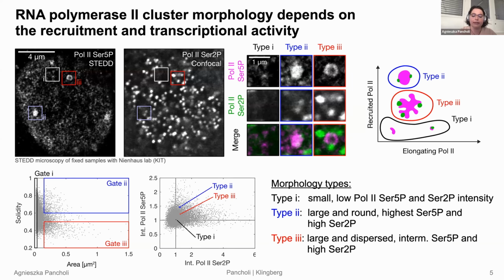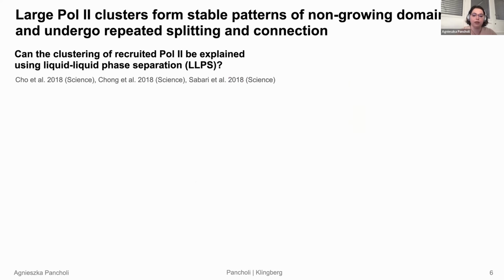This means that different morphologies of the clusters depend on the elongation and recruited Pol2 levels. But we also noticed, you can see this on the right on the graph, that the elongating Pol2 builds foci at the borders of the recruited Pol2 clusters. And previous papers suggested that the clustering of recruited Pol2 can be explained using liquid-liquid phase separation.